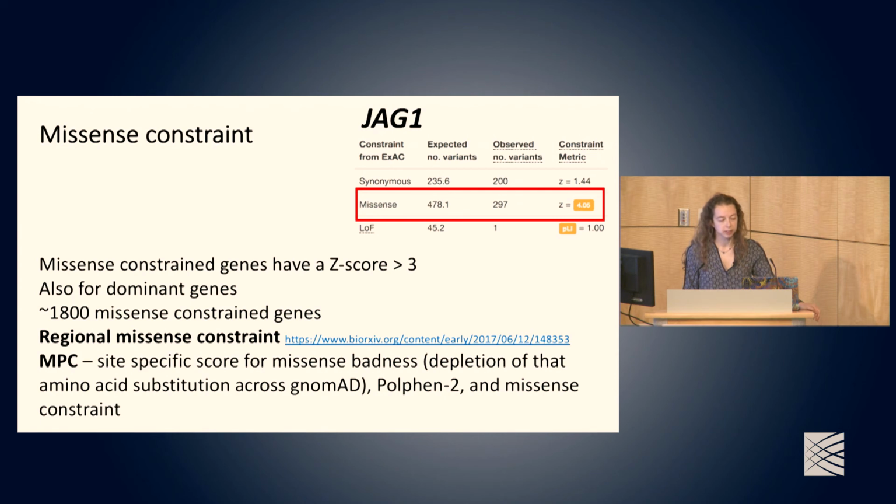And then the final is the MPC score, which is a site-specific score for missense variants. I mention it because you'll see it in the list of in silico analyses that we're doing; it's just another one of these scores, and it takes into account how depleted a specific change from one amino acid to another is in the general population, constraint, and PolyPhen.